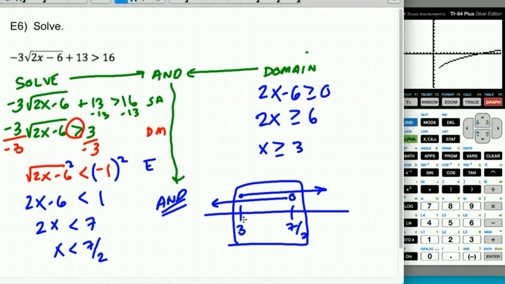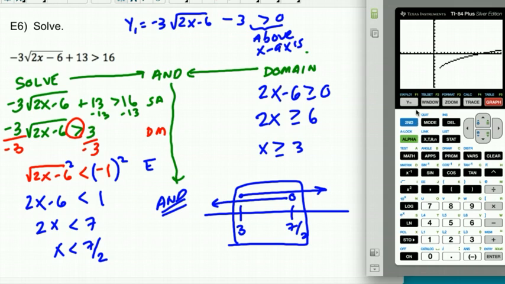So your brain might say that's the right answer, but that's actually not the right answer, and this is why we're going to check. Now, I didn't write check here, but you should always check when you're solving anything involving even roots. So there's a sort of a logical fallacy here, and we're going to see that if we put this in our calculator. If I put in my y1 in my calculator to check this, I'd subtract the 16 over, so this would be minus 3, and I want this to be above the x-axis, right? That's what I'm looking for.